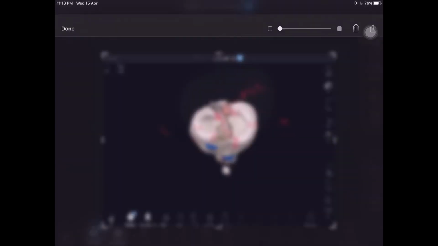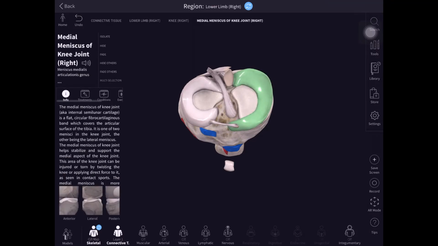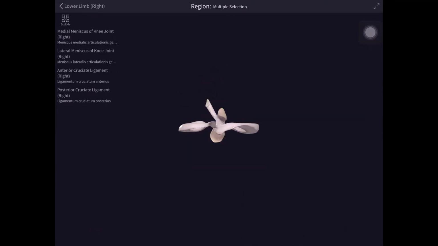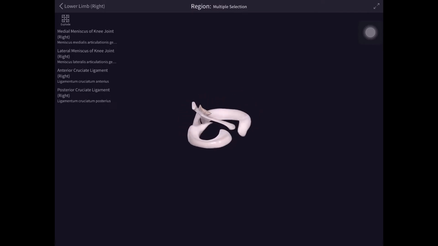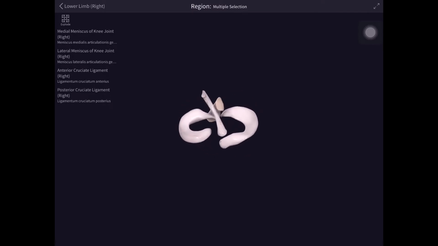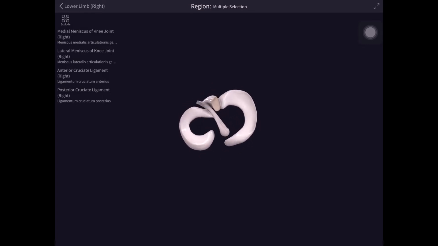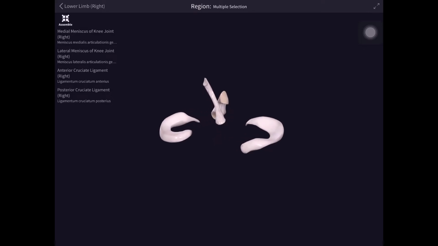So these are the structures, and if we select them, let us do multi-selection and see how all this appears. Now this one, you see how beautiful they are. Those are the structures that we have. This is posterior, this is anterior. Look at the cruciate, the crossing of the ligaments, and the oval shape and circular shape of the medial and lateral menisci.